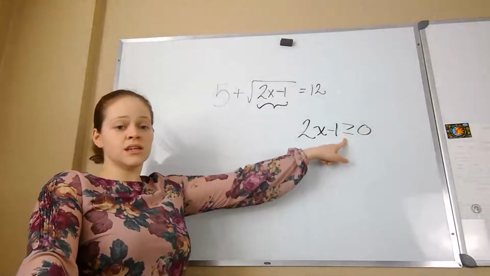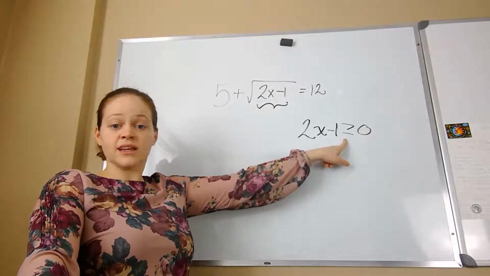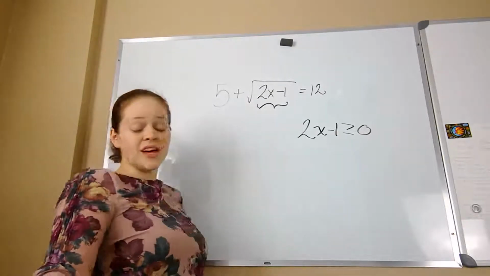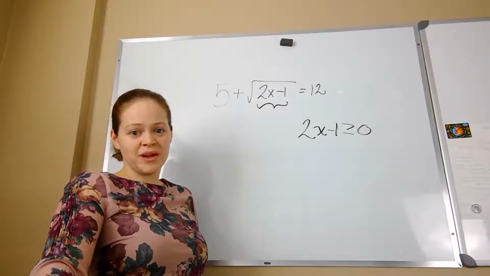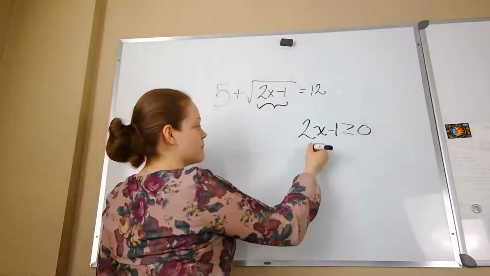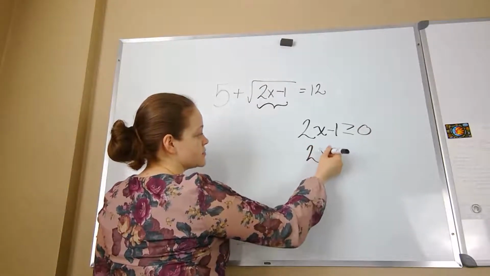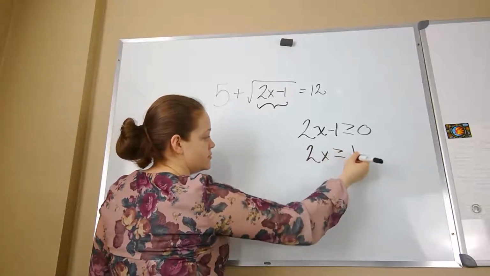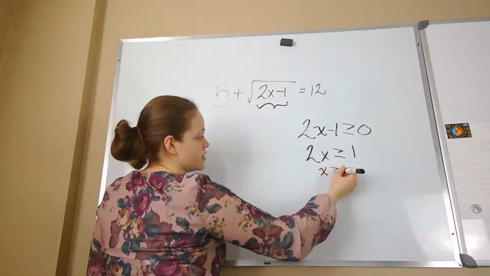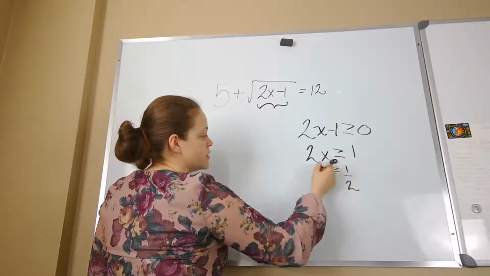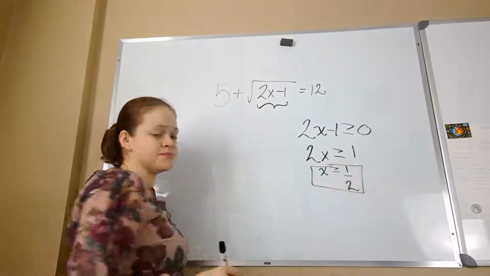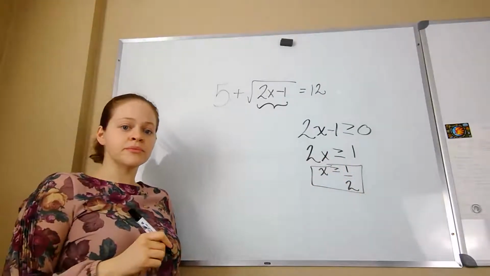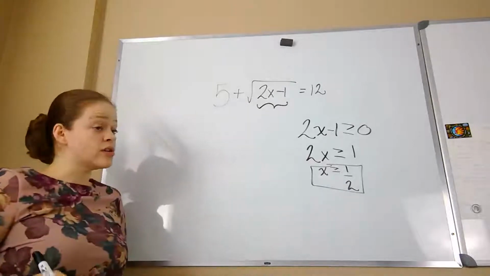This inequality sign acts like an equal sign, unless you divide or multiply by a negative number, because then you would flip the sign. So we have 2x is greater than or equal to 1, and x is greater than or equal to 1 over 2. So these would be my restrictions. Okay? Now we have to solve it.